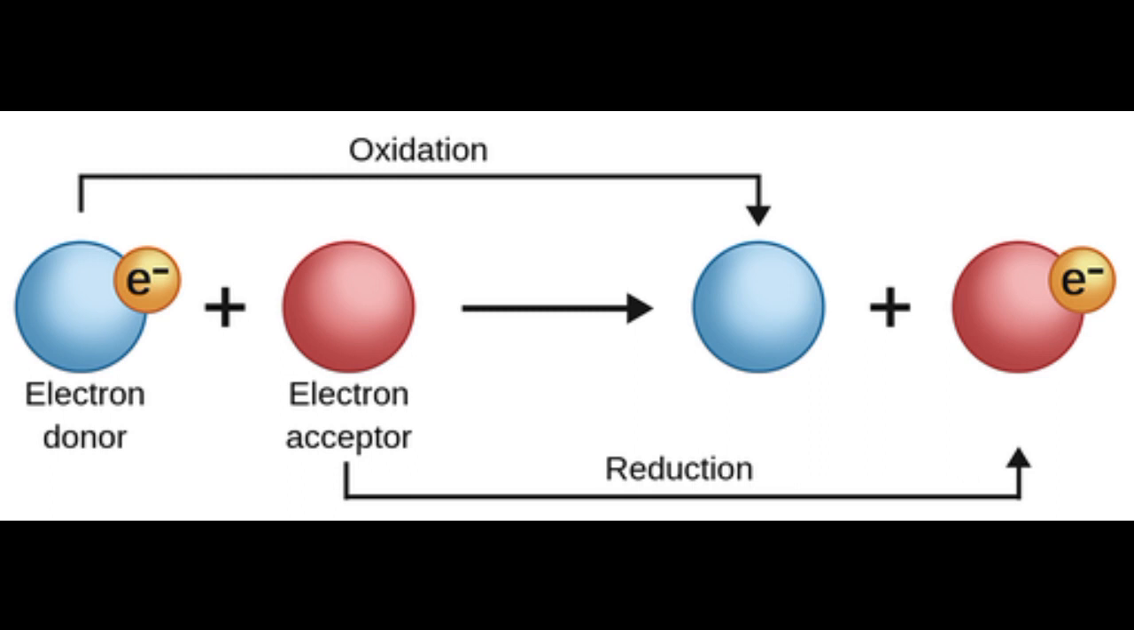It's important to note that in a redox reaction, the total number of electrons lost in oxidation must be equal to the total number of electrons gained in reduction to maintain charge neutrality.